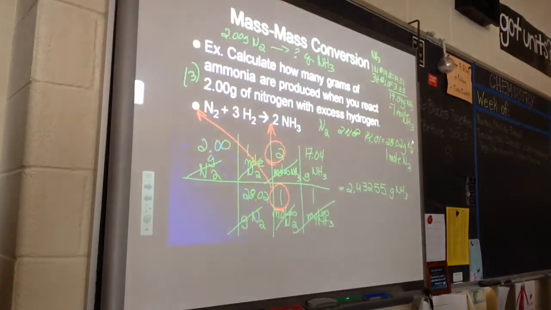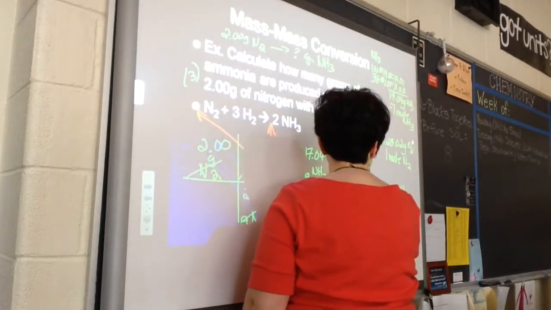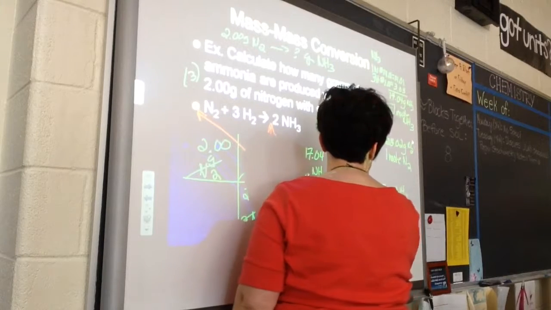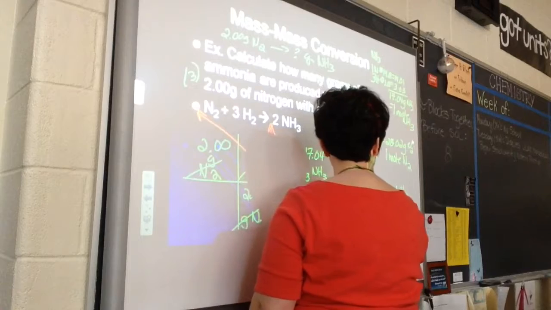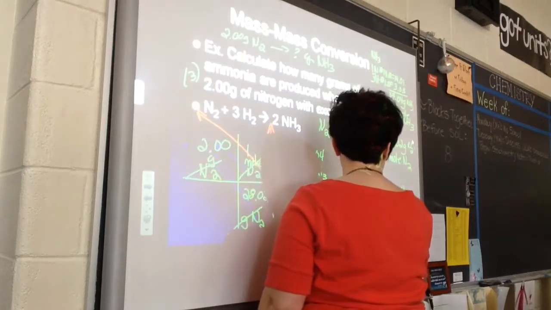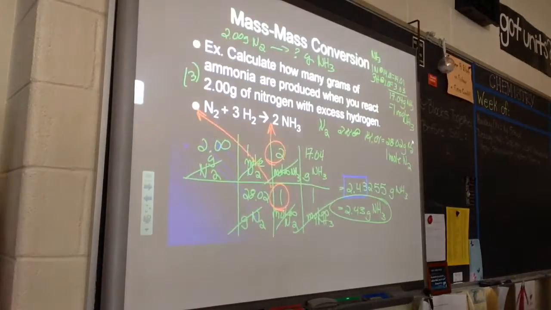Do I have the right math? Do we need to notate? No. You can make it times 10 to the 0 if you want, but you don't have to. We do have to do sig figs. We said 3. 2.43 grams NH3. Again, if you're a hardcore notator, 2.43 times 10 to the 0 grams NH3.